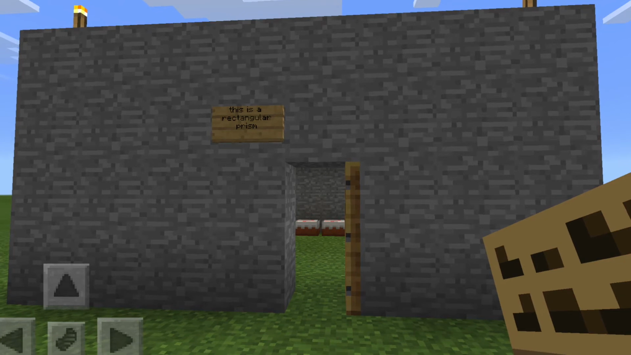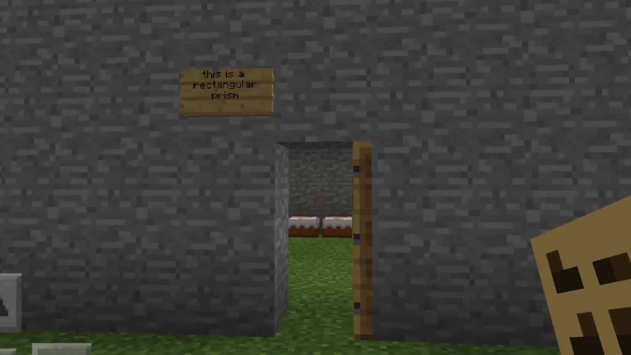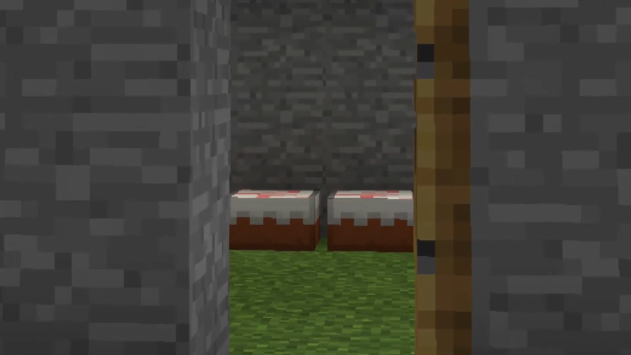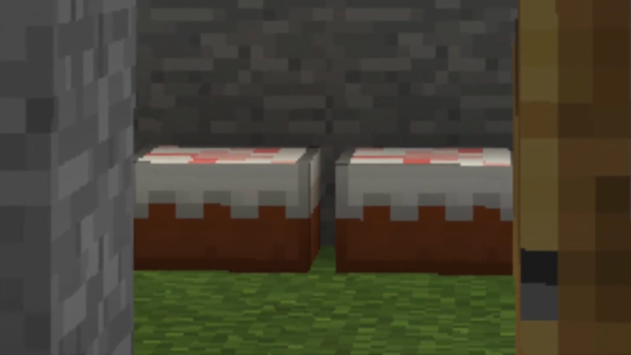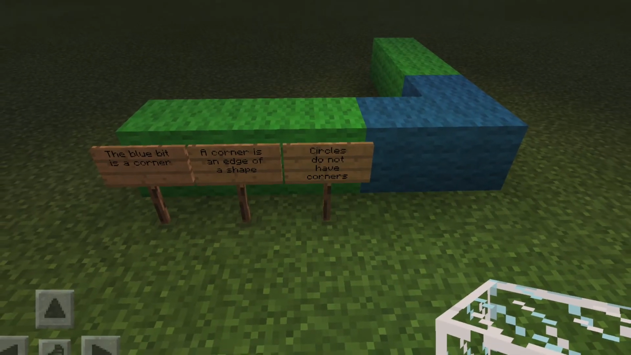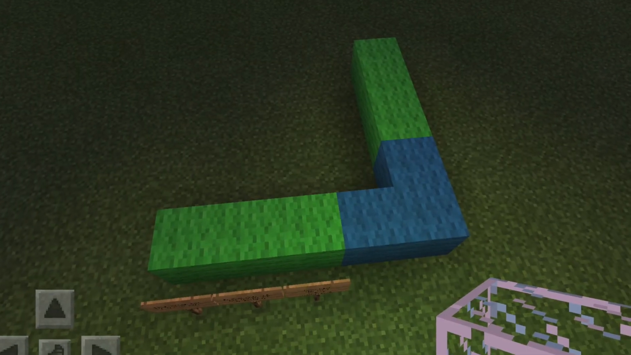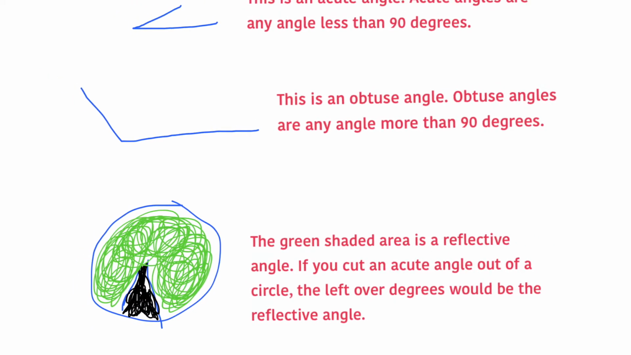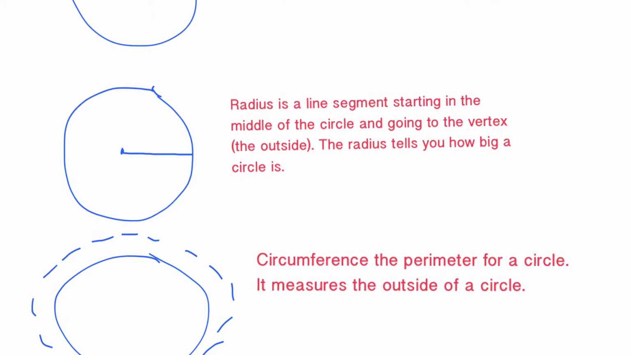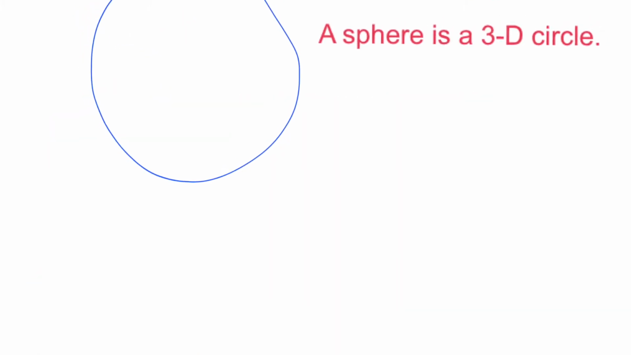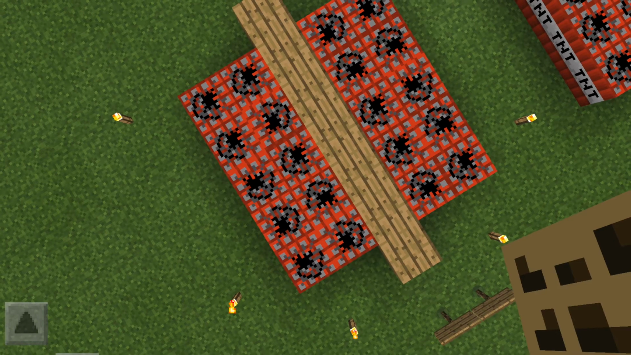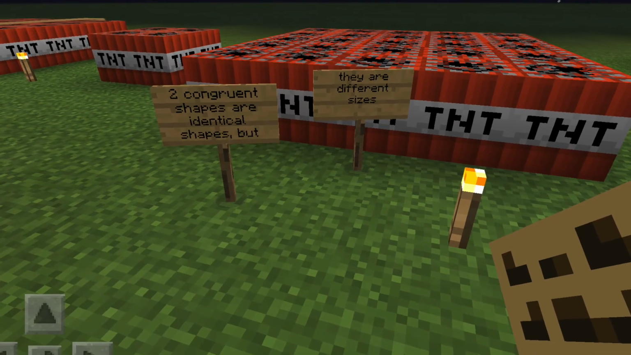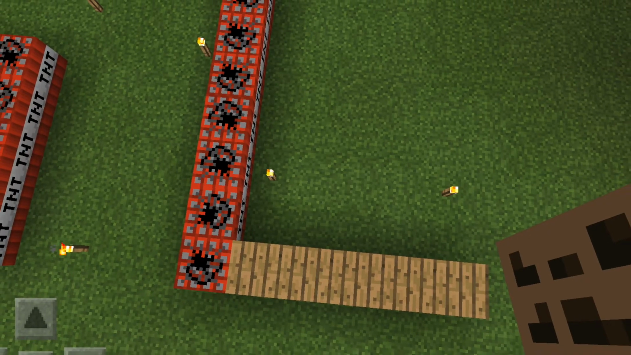This is a rectangular prism, a solid 3-dimensional object which has 6 faces that are rectangles. It has the same cross-section along a length which makes it a prism. An axis of symmetry is the imaginary line that splits one shape into 2 identical shapes. 2 congruent shapes are identical, but one is bigger. Intersection is when 2 line segments pass through each other.